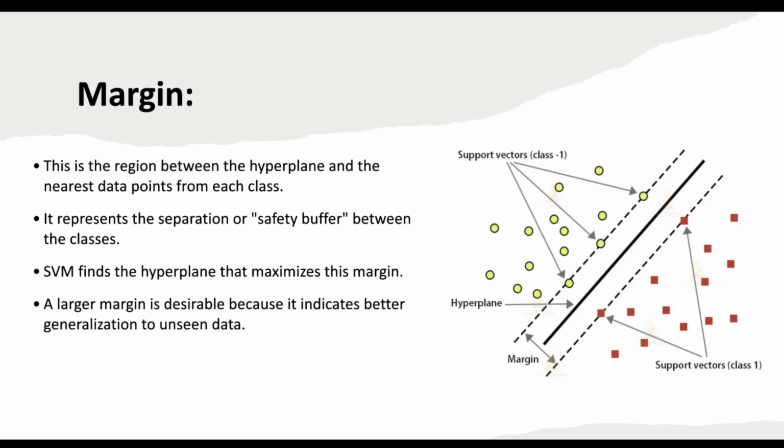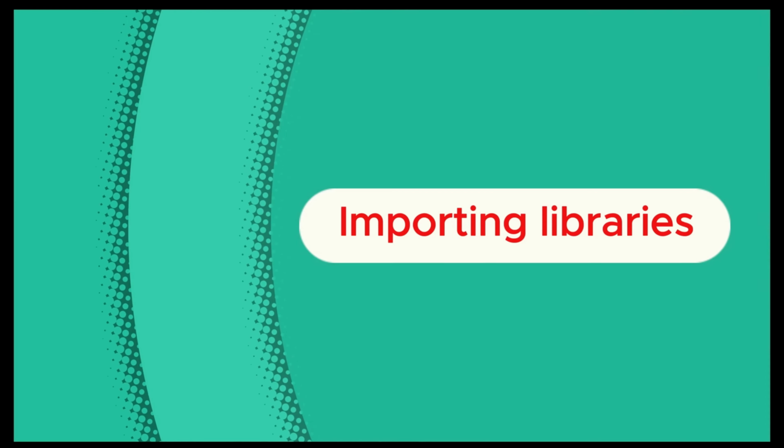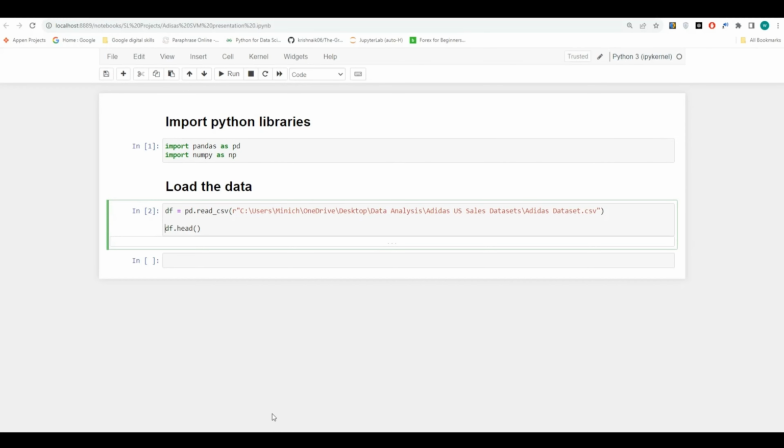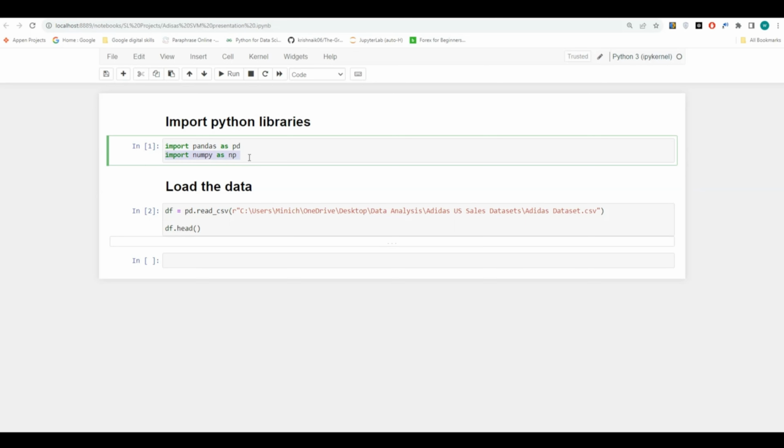example. For my analysis, I'm going to be using the Jupyter notebook. So let's head there. We will start by importing the Python libraries. I imported the pandas as well as the NumPy Python libraries. You can just import these by typing import pandas as pd and import numpy as np.